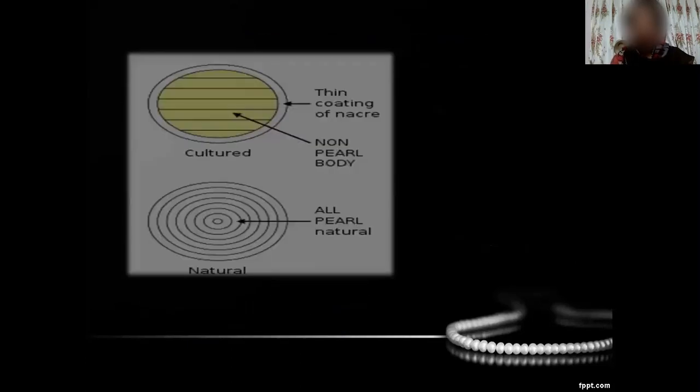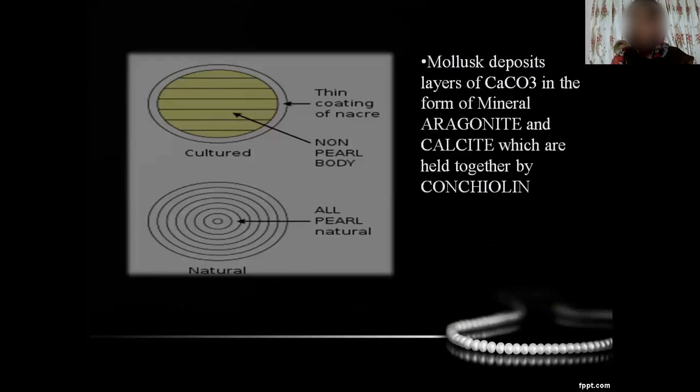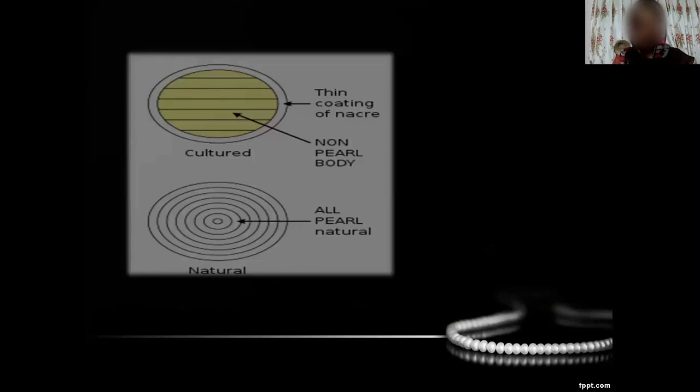This picture is showing the difference between cultured and natural pearls. The natural pearl has no non-pearl body in it. It is simply made up of calcium carbonate and nacreous layers. But for a cultured pearl, there is first a non-pearl body, and then above that there is a thin coating of nacre.